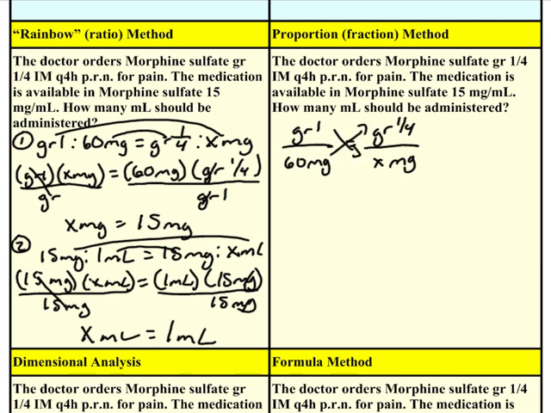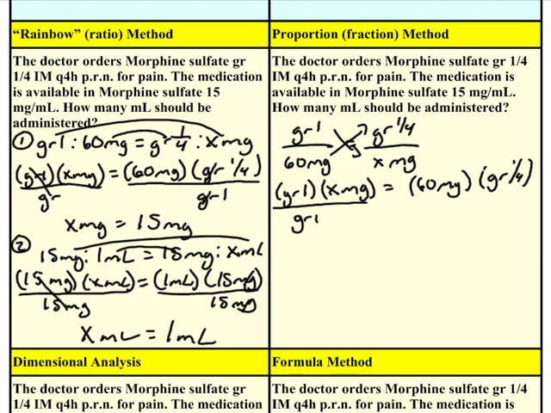We can do this by cross-multiplying grain 1 times X milligrams equals 60 milligrams times grain 1/4. You can divide both sides by grain 1 in order to isolate the X. And we discover that X milligrams is equal to 15.